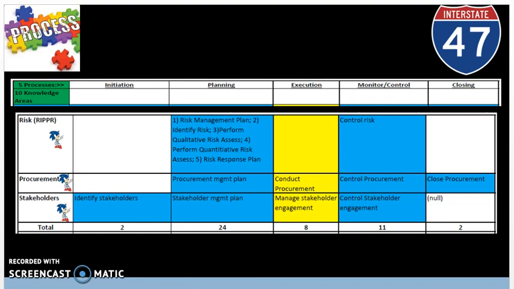Note that the identify risk process is the iterative process of determining which risks may affect the project and documenting their characteristics, as new risks may evolve as the project progresses.